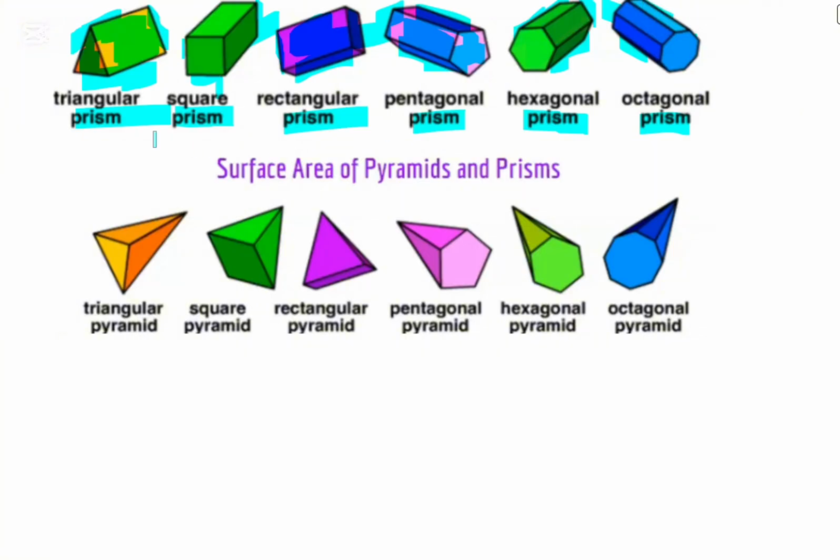And according to the base's shape, we said what is the type of prism. For example, the base here is a triangle, so we say triangular prism. The bases here are squares, so square prism. The bases here are rectangles, so rectangular prism. Here we have the bases are pentagons, so pentagonal prism. So here we have hexagon. Both bases are hexagons, so hexagonal prism, and here octagon, so octagonal prism, as you see.